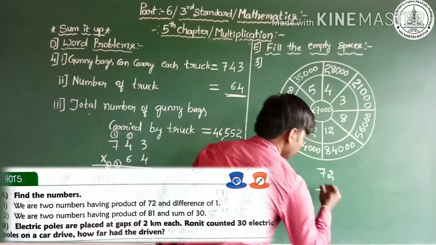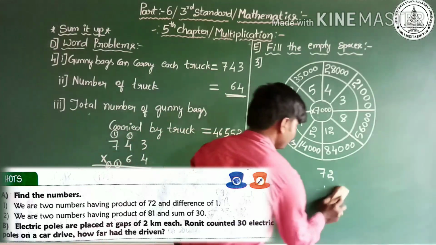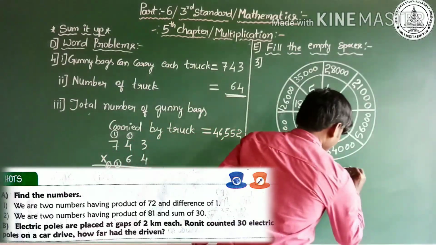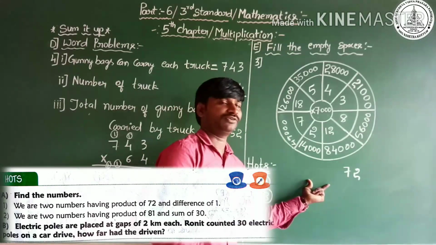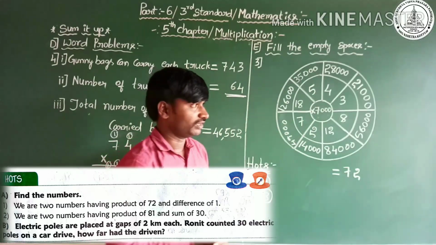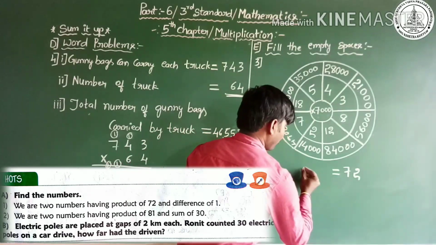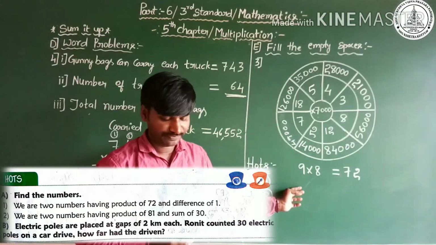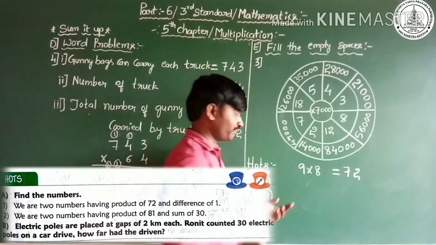Difference means subtract. It means the difference of both is 1. So which are the numbers? You find out which are the numbers. You know 72 is the product. You multiply two numbers, any two numbers, and we get product 72. Yes, which are the numbers? You know, 9 8s are how much, dear student? 9 8s are 72. Yes, dear student.